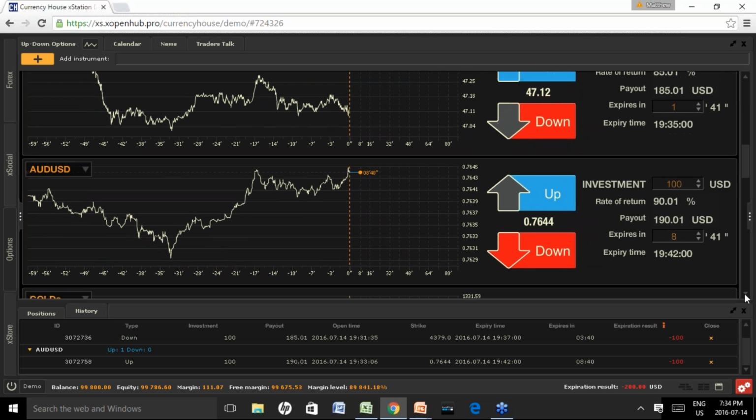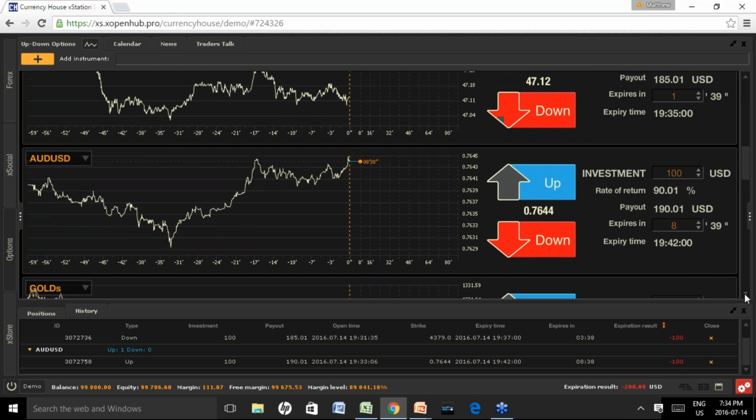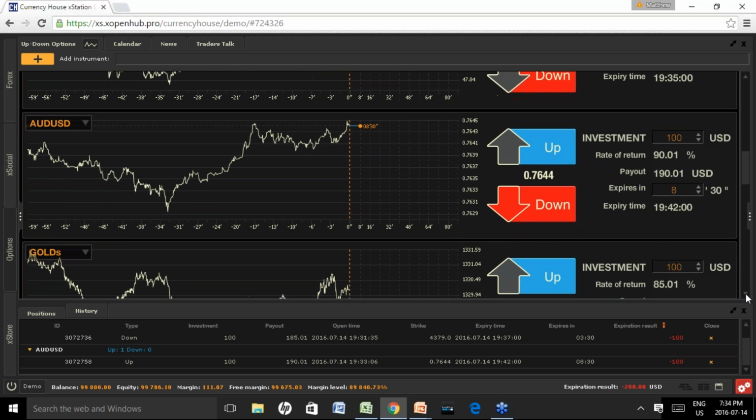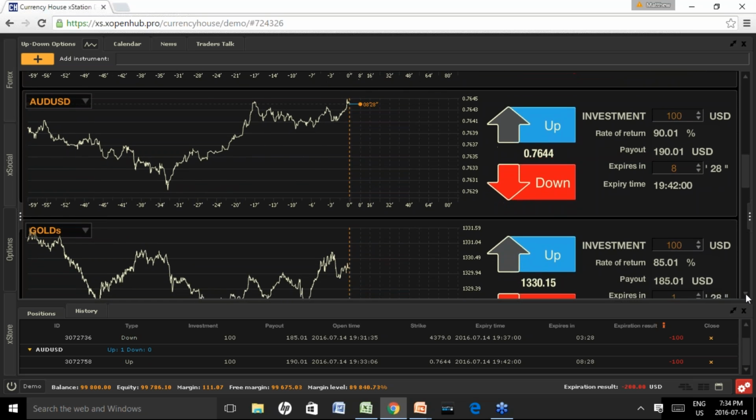But we got a good expiry time, so they're right around the ticket. We got about 3 minutes and 40 seconds left on that one. Keep on moving down. Too bad we didn't catch that Aussie dollar with that big tick up. That would have been beautiful.